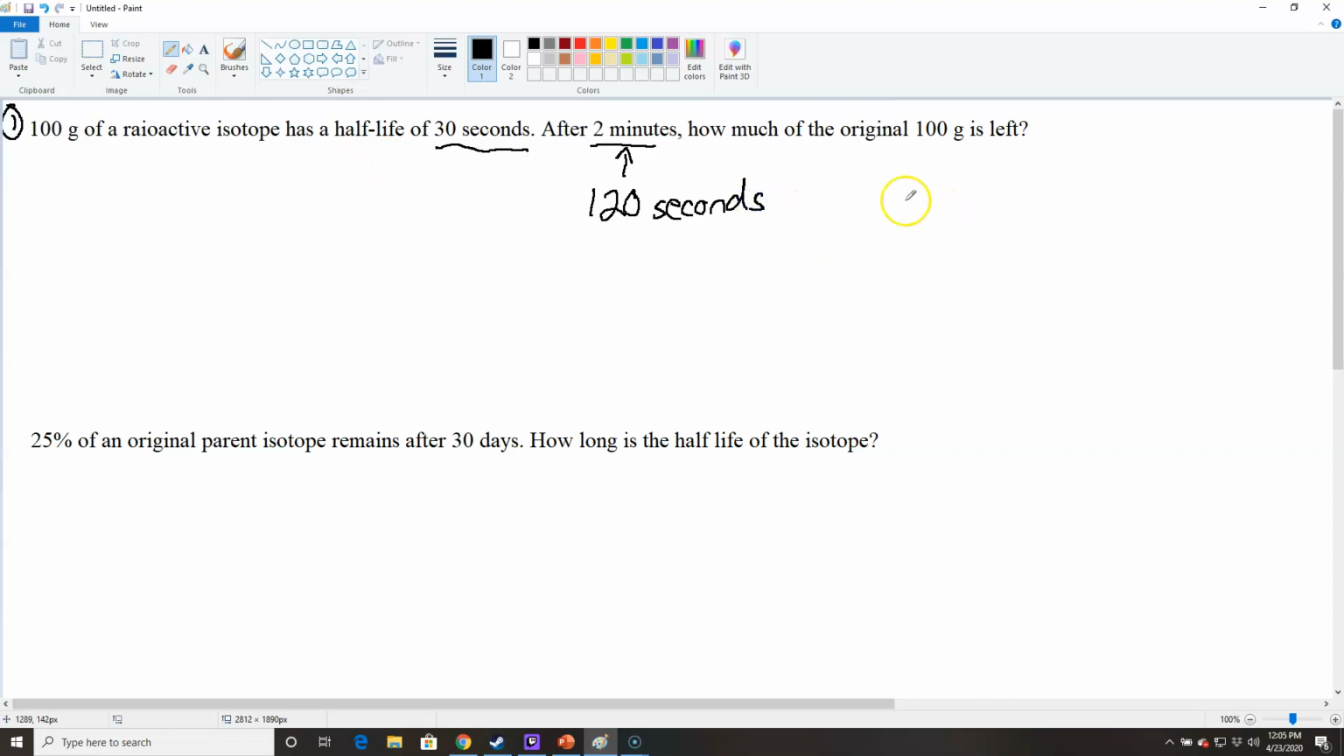Well, how many half-lives have gone by? 120 divided by 30 is 4. So I've had 4 half-lives occur. So how much is left? Let's take the 100, let's cut it in half. I now have 50 grams.